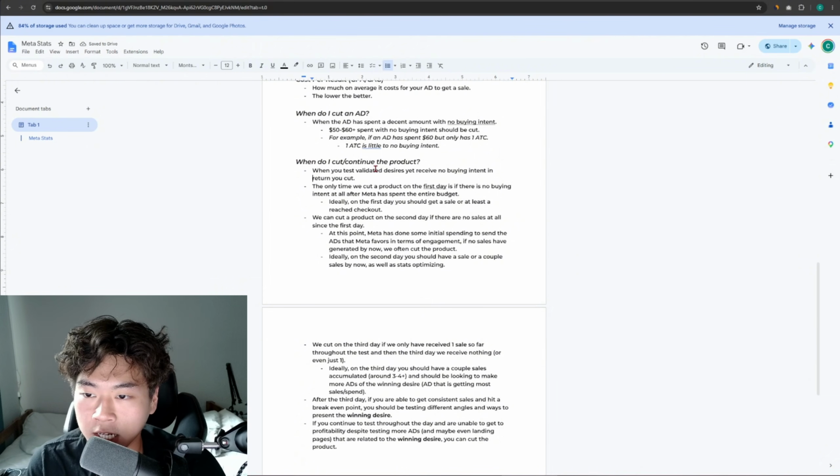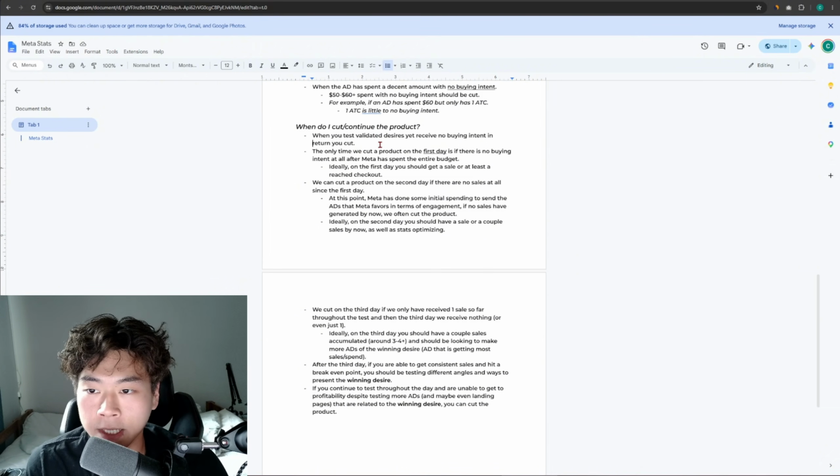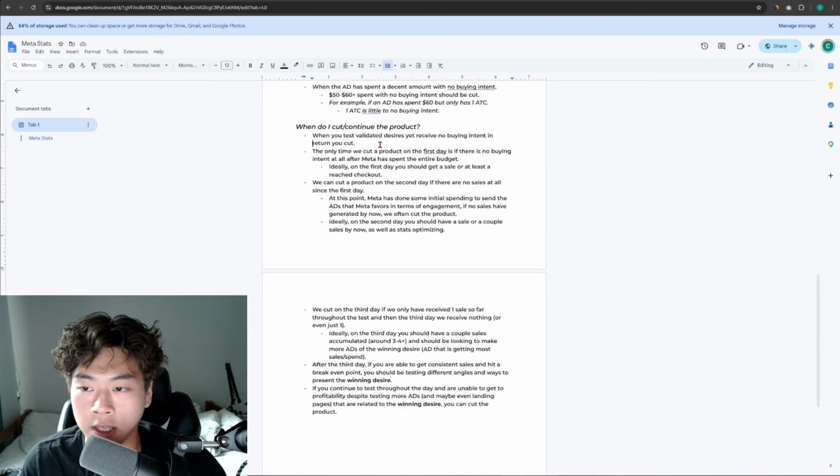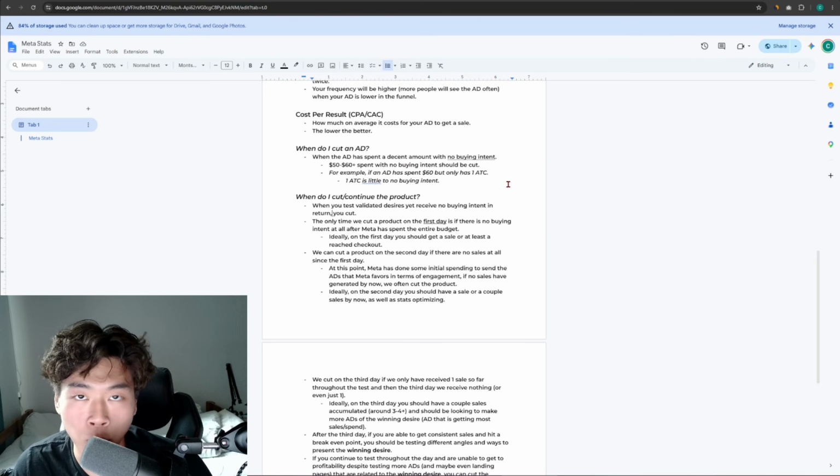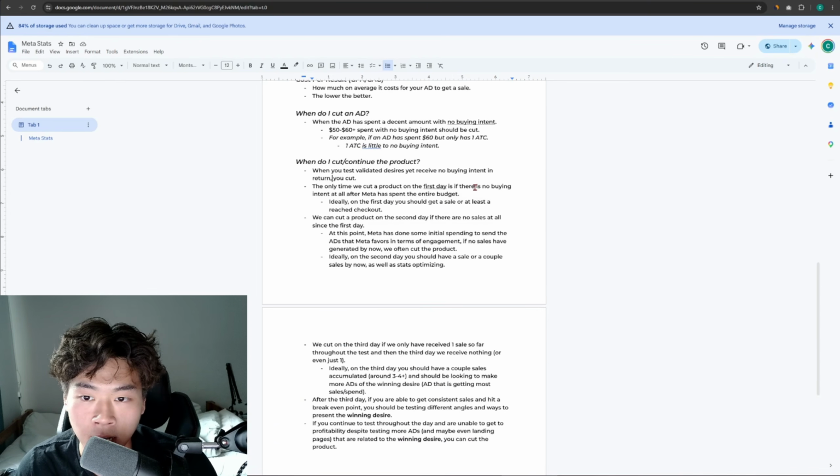When do I cut the product? When you test validated desires yet receive 0 buying intent in return, you cut. Like I said here, if you've spent $100 to $200 on your ads and absolutely nothing has happened, you've gotten only 1 add to cart on an ad set and that's absolutely it. First day or even second day, halfway in, if I'm spending $100 to $200 and I only see little to no buying intent, I'm personally cutting the product.